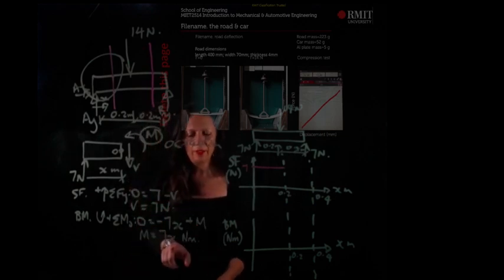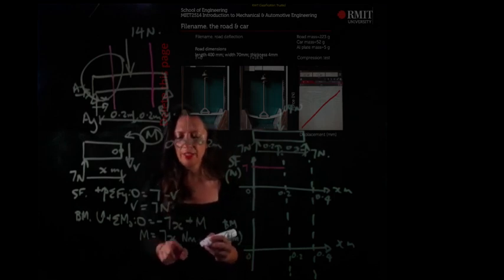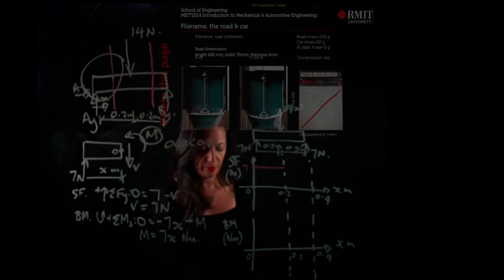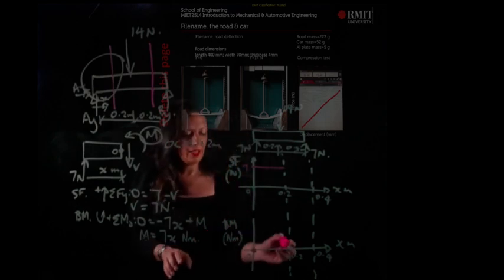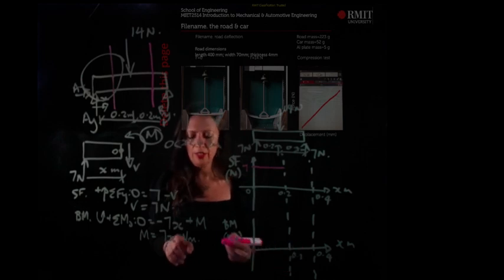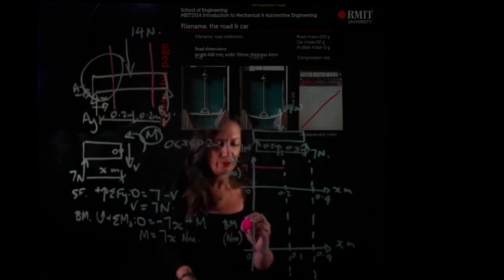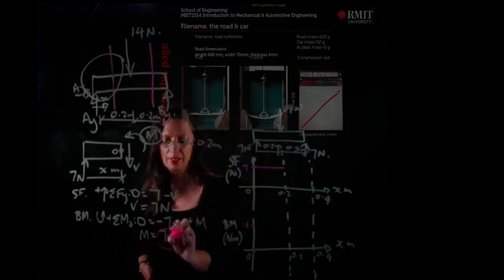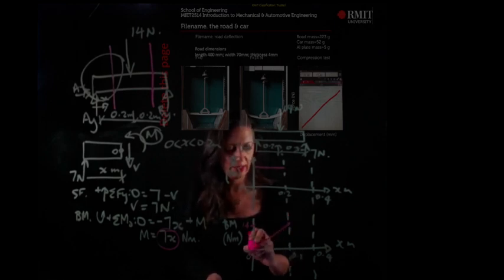If I substitute, so here's 0. If x equals 0, M is going to be 0. If x equals 0.2, M is going to equal 1.4 newton metres. So this is a linear graph. Here's my point, and I'm just going to draw a straight line.